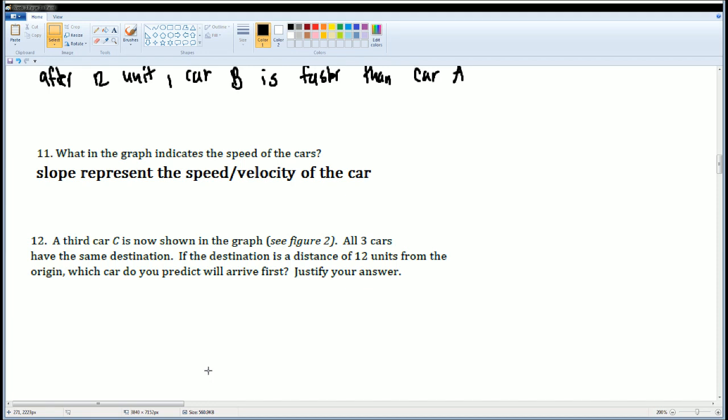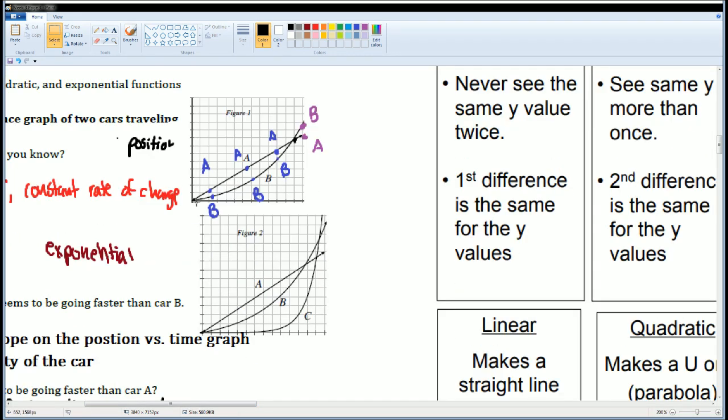If the cars are now shown, all 4 cars have the same destination. If the destination is a distance of 12 units from the origin, which car will you predict to arrive first? Where is 12 units though? 1, 2, 3, 4, 5, 6, 7, 8, 9, 10, 11, 12. So 12 is right here.